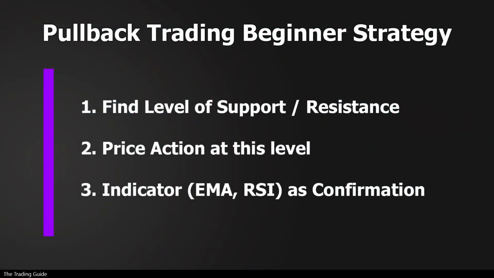Okay, to sum it up, first I search for a level in the chart, for example a support, that could act then as resistance. At this level I'm looking for a price action like an engulfing candle or a pin bar. As a last confirmation I'm adding an indicator, for example moving averages or an RSI. And that's it.